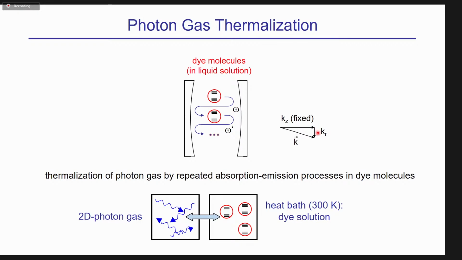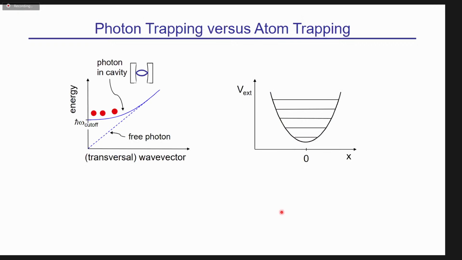There's two dimensions left. So we couple a two-dimensional photon gas to our dye solution, which acts as a heat bath at room temperature. And on this slide, I want to convince you that the trapping of photons in such a microcavity is formally pretty similar to the trapping of atoms in the cold atom experiments.